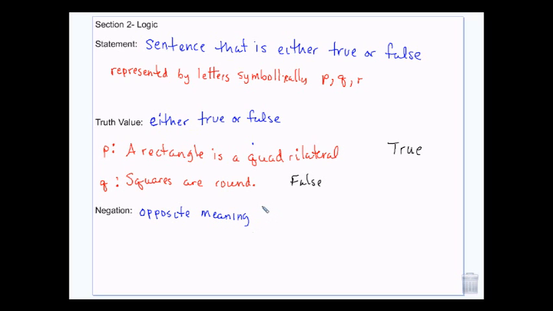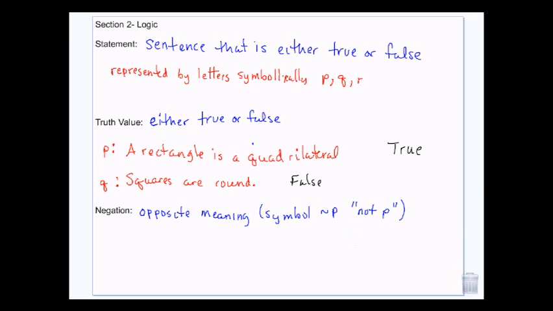And the symbol is a tilde and then the letter. And it's read as not P. So we have P and then we have not P.